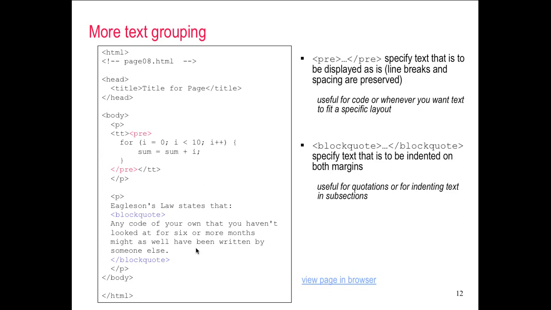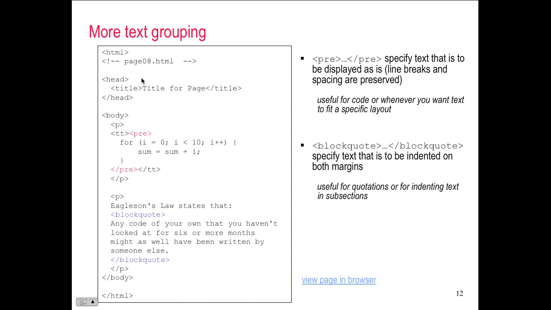So pre, P-R-E, another one that is not used so much. That says make it into really plain text. Don't use HTML for this. So pre specifies the text that is to be displayed as is. Line breaks and spaces are preserved. It looks exactly the way it's supposed to look. Like it will look like this on the screen. Don't put this on the top of your page. Put in your document and then put it on the bottom.